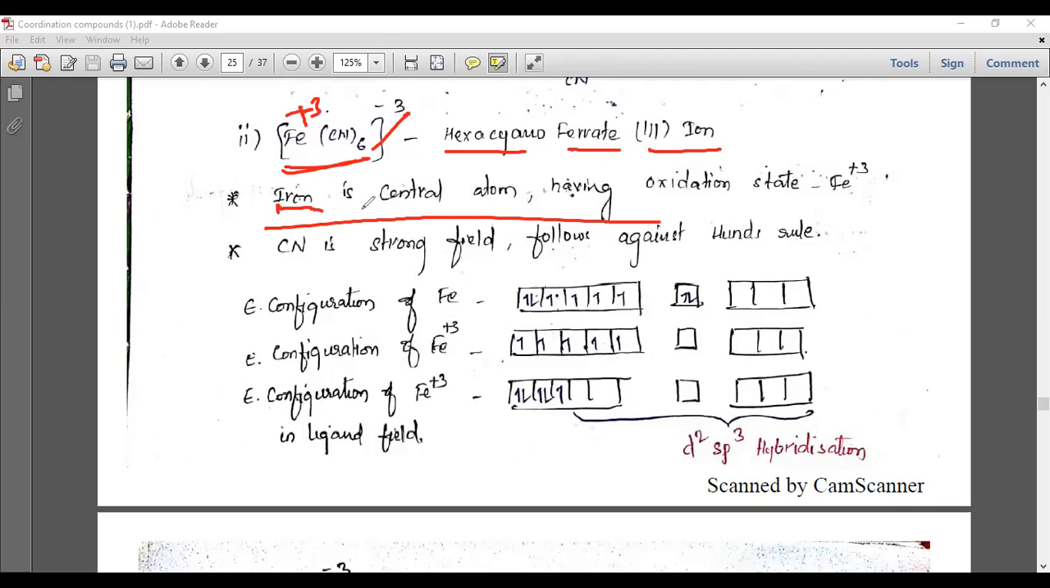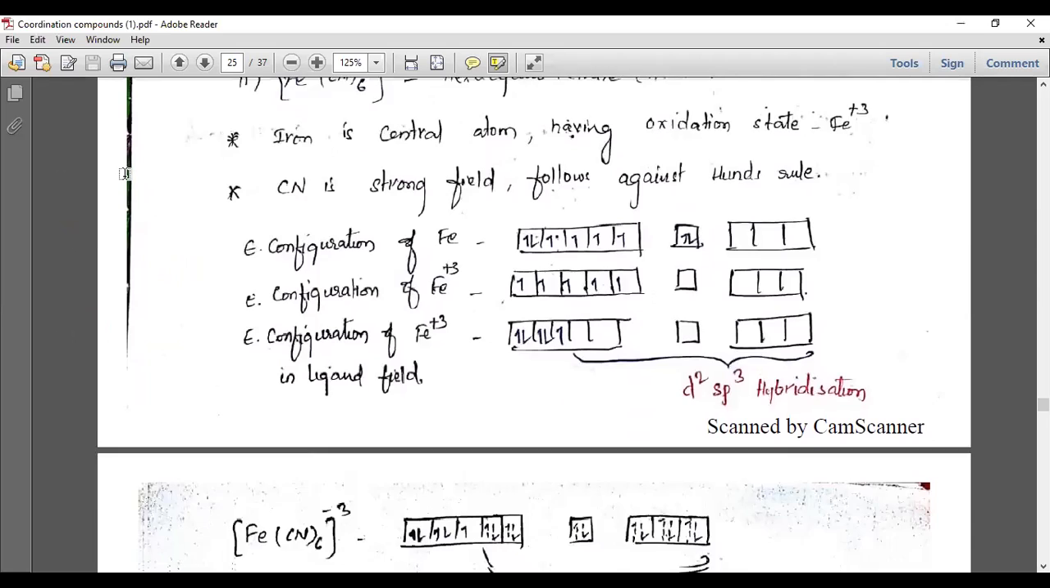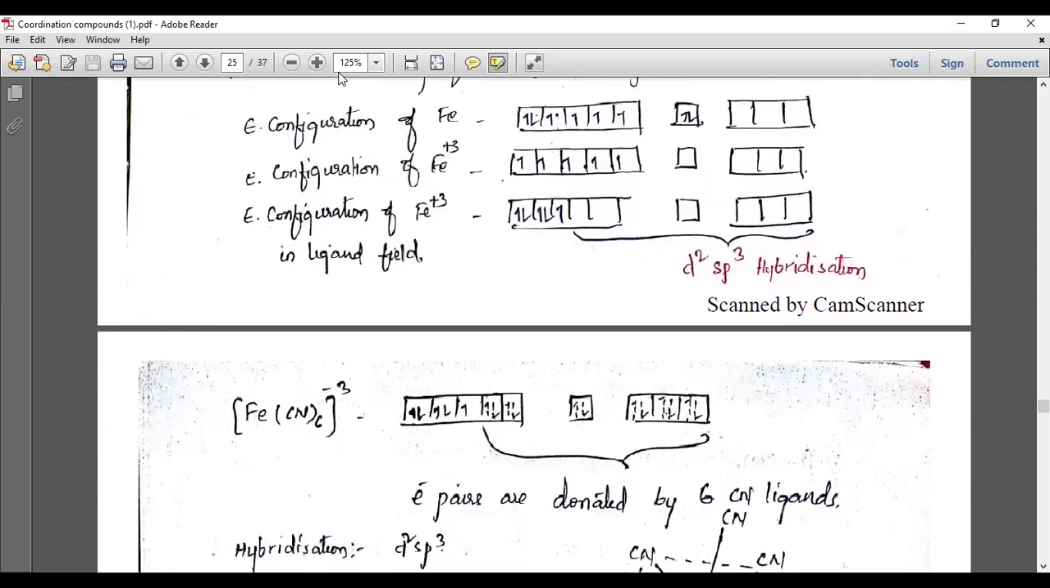Iron, which is the central atom, has atomic number 26, which means 3d6 4s2. Cyanide is a strong field ligand, so it doesn't follow Hund's rule. Those rules are very important here. Let us take the electronic configuration of iron. The electronic configuration is 3d6 4s2: this is the 3d orbital and this is the 4s orbital.